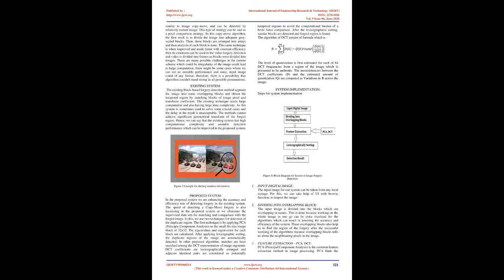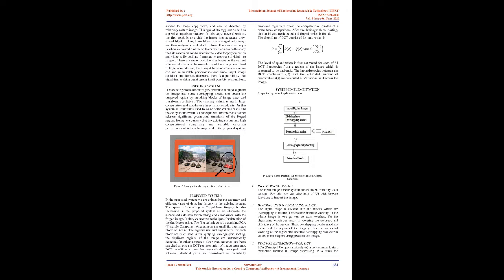In the other proposed algorithm, matches are searched among the DCT representation of image segments. DCT coefficients are lexicographically arranged and adjacent identical pairs are considered as potentially tampered regions to avoid the computational burden of a brute force comparison. After the lexicographical sorting, similar blocks are detected and the forged region is found.